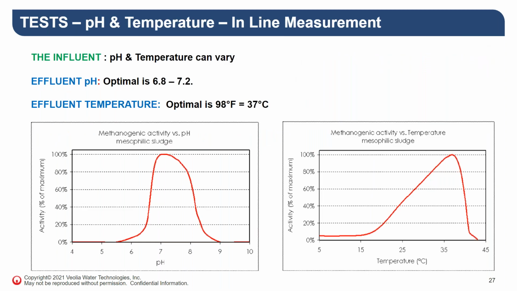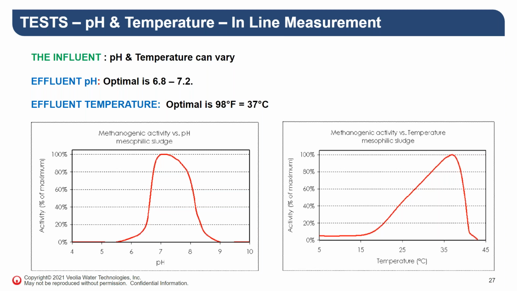Okay. pH and temperature are inline measurements, but let's talk about them. The influent pH and temperature are going to vary all over the place. In the effluent, the optimal pH is 6.8 to 7.2. Actually, the optimal is 7.2, so I'm going to say the optimal is like 6.8 to 7.4. I don't want to see less than 6.8 in the inline effluent pH because it just gets too tricky, and why do I want to take a chance on screwing up my bacteria?